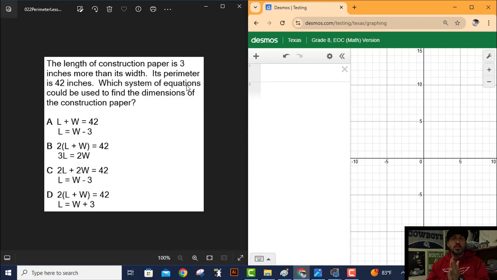So here we go. We're going to do this perimeter question. It's going to be fine. It's going to be easy peasy. All right, here we go. Its perimeter is for... It's a perimeter question. Let's shift our brains.